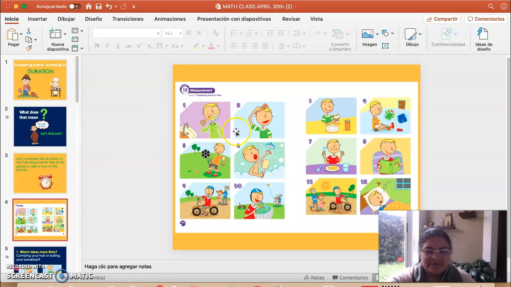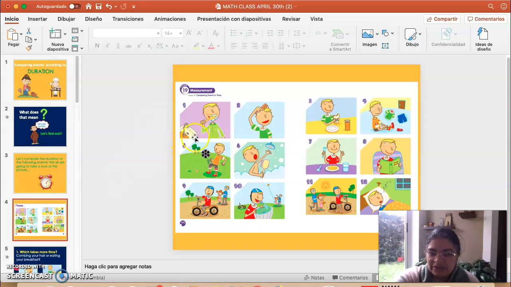Pero ¿qué pasaría si fuera la foto de mamá? Para mamá, ¿qué sería más rápido? ¿Peinarse o sería más rápido cepillarse los dientes? ¿O qué tomaría menos tiempo? Bueno, vamos a ver. Y si fuera papá, ¿qué actividad tomaría más o menos tiempo? Eso depende de cada quien, de quién esté realizando la actividad, como ya les mencioné.